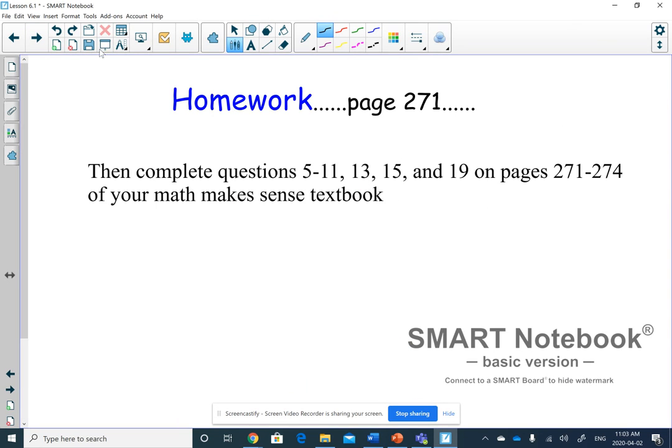All right, so that's pretty much the lesson for 6.1. I want you guys to work on these questions on page 271, questions 5 to 11. Those work on mainly arrow diagrams. 13 and 15 work on writing the equations and solving them. So for these ones, I believe you get to choose whether you want to use the arrow diagram or solve algebraically. And then 19 is a word problem.